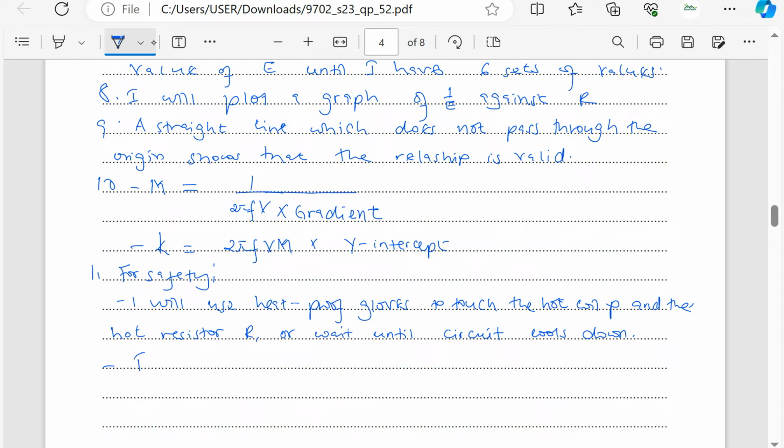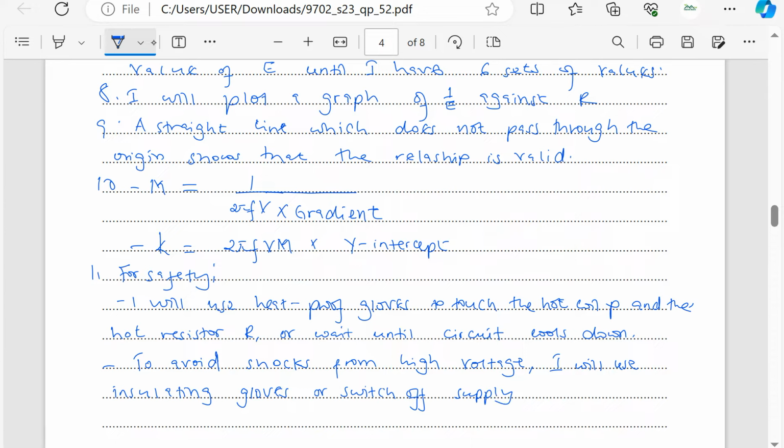Then to avoid electric shocks from high voltage, I will use insulating gloves or switch off the power supply, or I will switch off the power supply before touching the circuit.